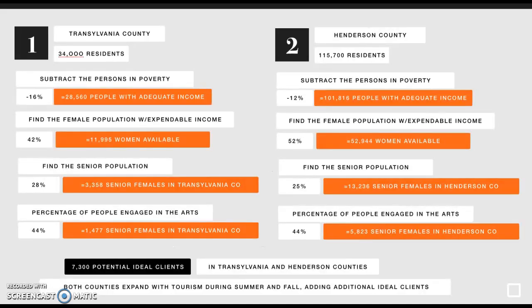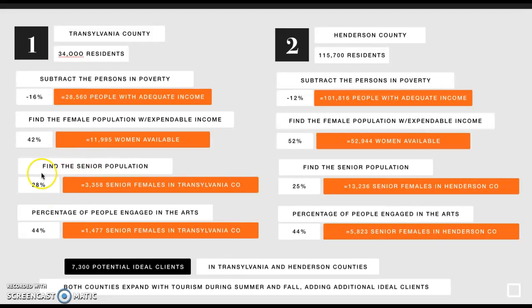And then I'm going to return back to numbers for the two counties that we talked about earlier. So again, Transylvania County has 34,000 residents, give or take. And right off the top, I'm just going to subtract that 16%, leaving 28,500 people with adequate income. And then 42% of the female population with expendable income, 11,000, about 12,000 people.